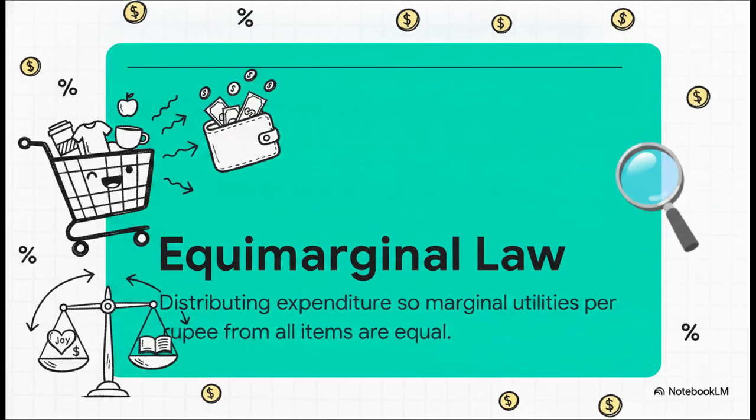It states that you, as a rational consumer, distribute your cash so that the very last rupee spent on any commodity brings you the exact same amount of satisfaction. You're constantly shifting your spending until the joy per dollar is completely balanced across your whole shopping cart.